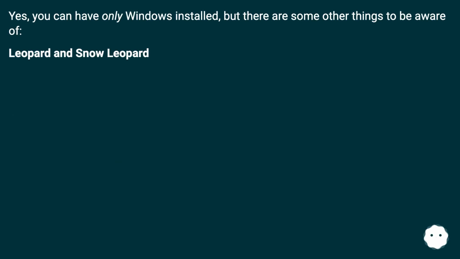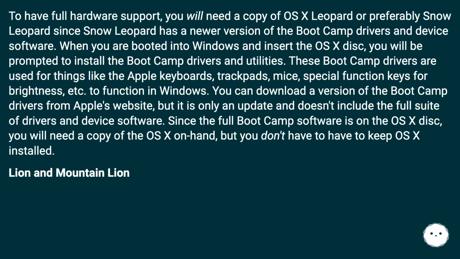Leopard and Snow Leopard. To have full hardware support, you will need a copy of OS X Leopard or preferably Snow Leopard, since Snow Leopard has a newer version of the Boot Camp drivers and device software. When you are booted into Windows and insert the OS X disk, you'll be prompted to install the Boot Camp drivers and utilities. These Boot Camp drivers are used for things like the Apple keyboards, trackpads, mice, and special function keys for brightness, etc. to function in Windows.